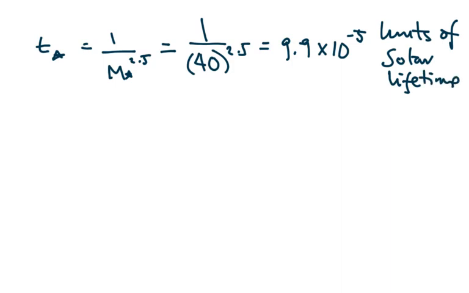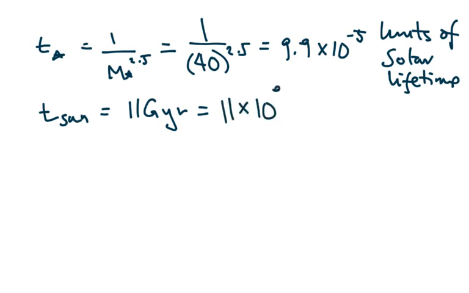So now there's a value that we need, which is the lifetime of the Sun. So the lifetime of the Sun is approximately 11 gigayears. And that can be written in scientific notation as 11 times 10 to the 9 years. This is that solar lifetime that we need for our conversion into years for the O6 star.